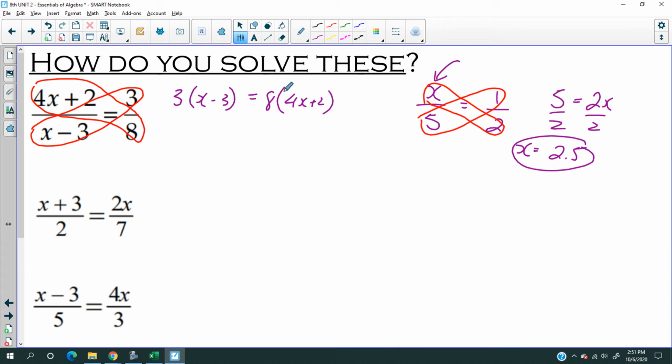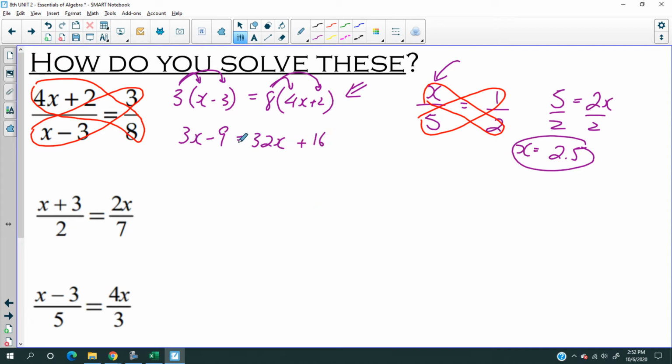Look at this. Now, what does this remind you of? That's right. OMG. This is the distributive property. And what's the other topic? Yeah, equations with variables on both sides. That's all this is about. So let's solve this. 3 times x is 3x, minus 3 times 3 is 9, 8 times 4 is 32x, plus 8 times 2 is 16.